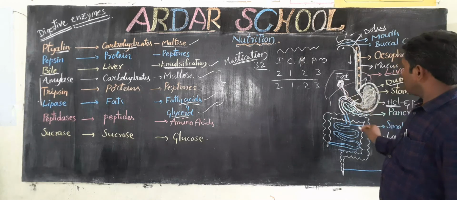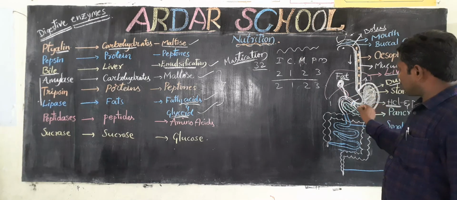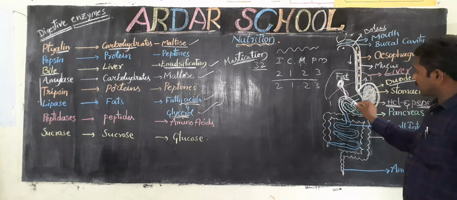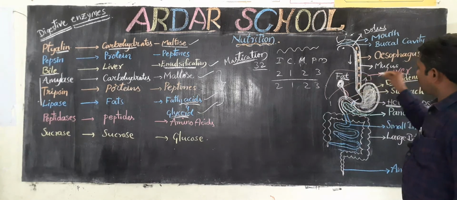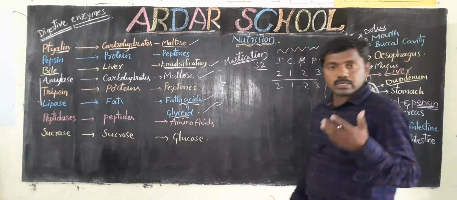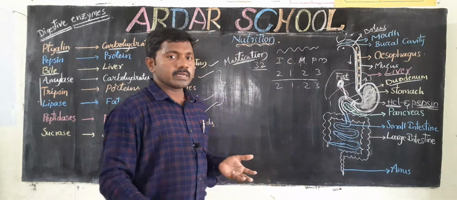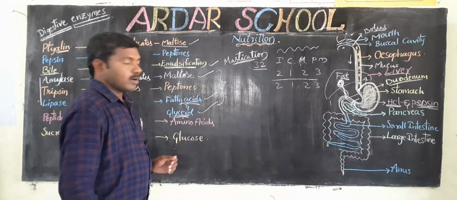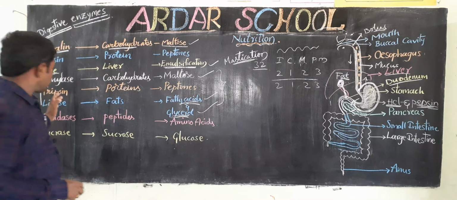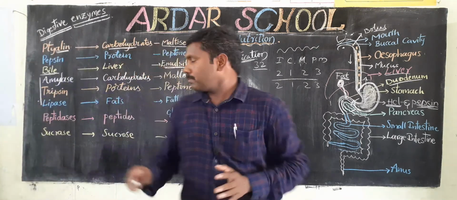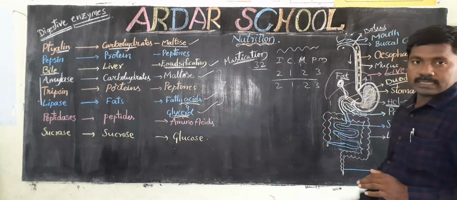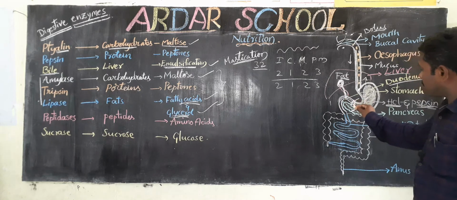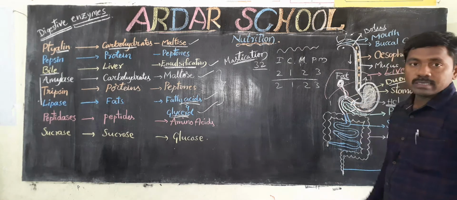Okay children. Here the chyme is acidic in nature. When it comes to the duodenum and mixes with the bile juices and pancreatic juices, it turns alkaline. Okay children, next one. Amylase, trypsin and lipase, those three are released from the pancreas. These are called the pancreatic juices, released into the duodenum. Duodenum is the starting point of the small intestine.